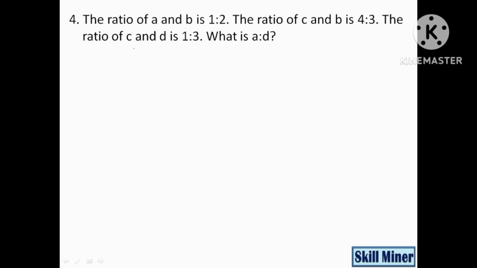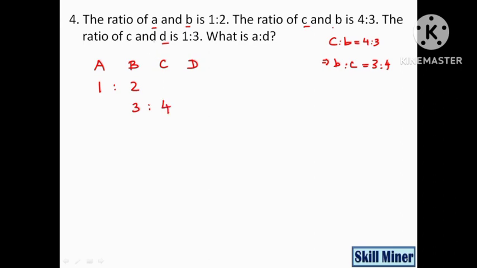The ratio of A and B is 1 is to 2. See, there are four variables A, B, C, D in this question. Ratio of A and B is 1 is to 2. Ratio of C and B is 4 is to 3, which means B is to C will be 3 is to 4.